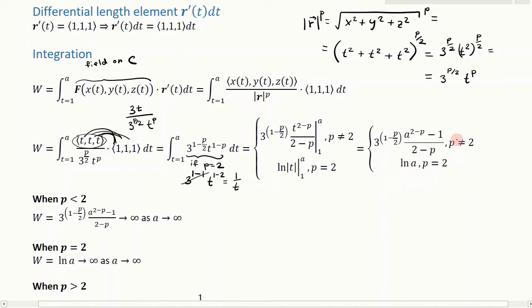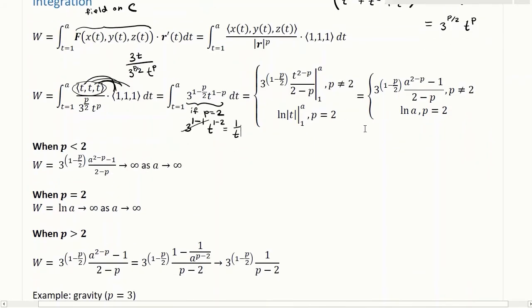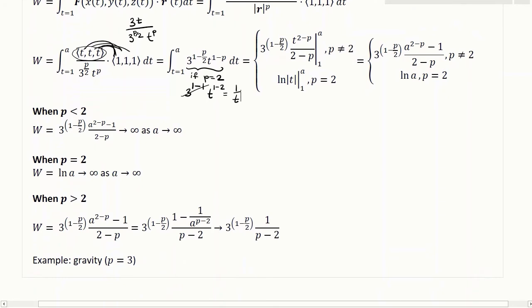So we are done with finding work for arbitrary p. Now let's figure out when it's infinite. To do this, I considered 3 separate cases. One is when p equals 2, one is when p is less than 2, and one is when p is greater than 2. You'll see why I chose these in a second.